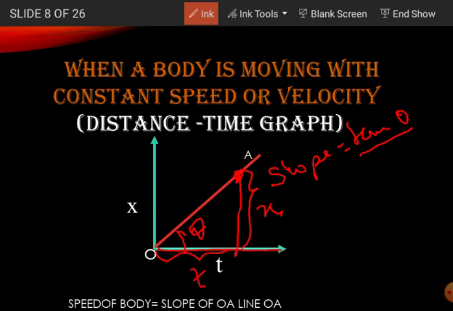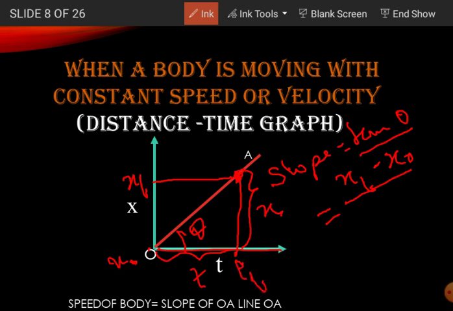Got it? Rather, if you take this as your x final, and the origin as your x initial, then this x part will be equal to x final minus x0, where x0 is here at the origin. Likewise, your t final is here, and t initial is here, which is equal to 0.